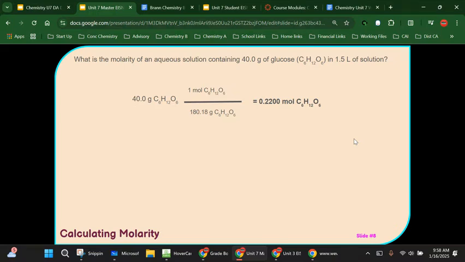All that is taking 40 divided by 180.18. Grams of C6H12O6 cancel out. I'm left with moles of it. Now, to find molarity, I have the moles. What's the liters of solution? How much? 1.5 liters. So I'm going to take that number of moles divided by 1.5 liters of solution. Okay? And I am going to get my molarity.